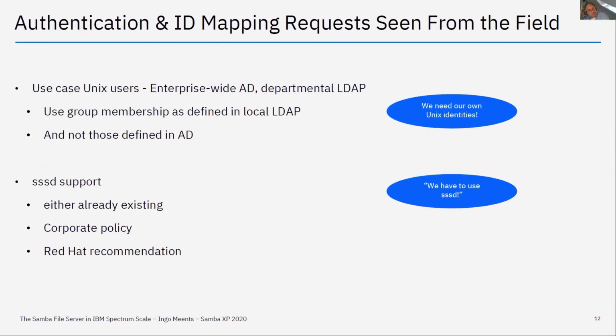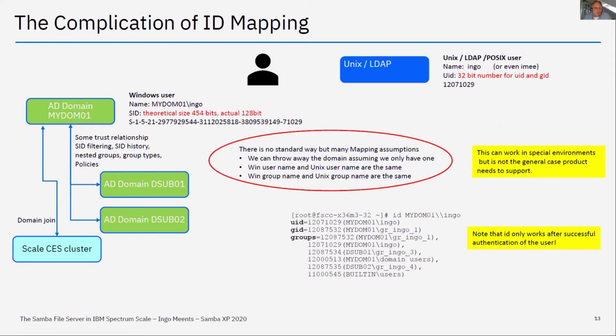All right, then finally, some authentication ID mapping requests we have seen from the field. One is centered around Unix identities, and the other one is centered around SSD support. And so I'll touch briefly on those two things. So basically, ID mapping is complicated. So in the Windows world, you all know we have long SIDs. We have several domains. We can have usernames that are the same in different domains. And on the other hand, in even large enterprises, people have local LDAPs for their purposes. And somehow we need to put that all together. And there's no standard way.